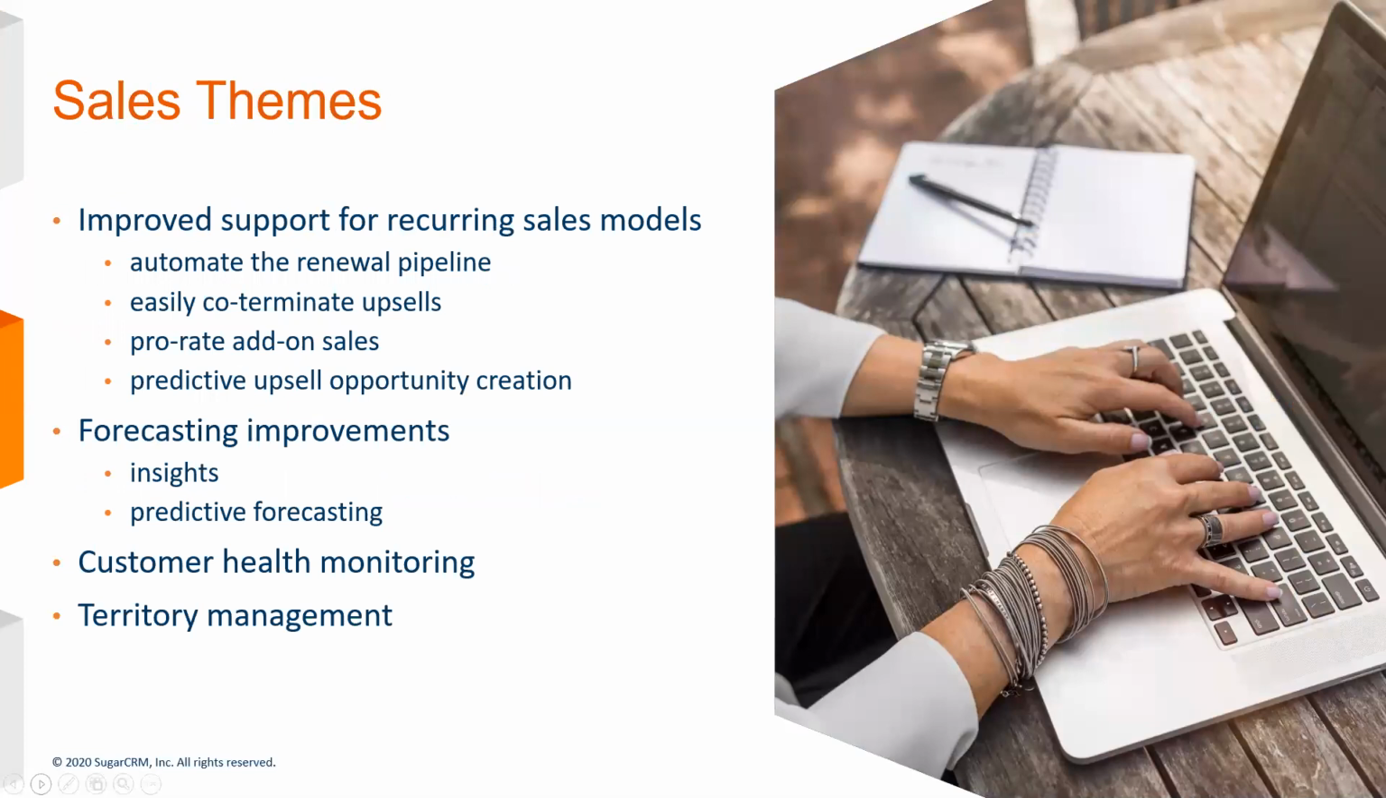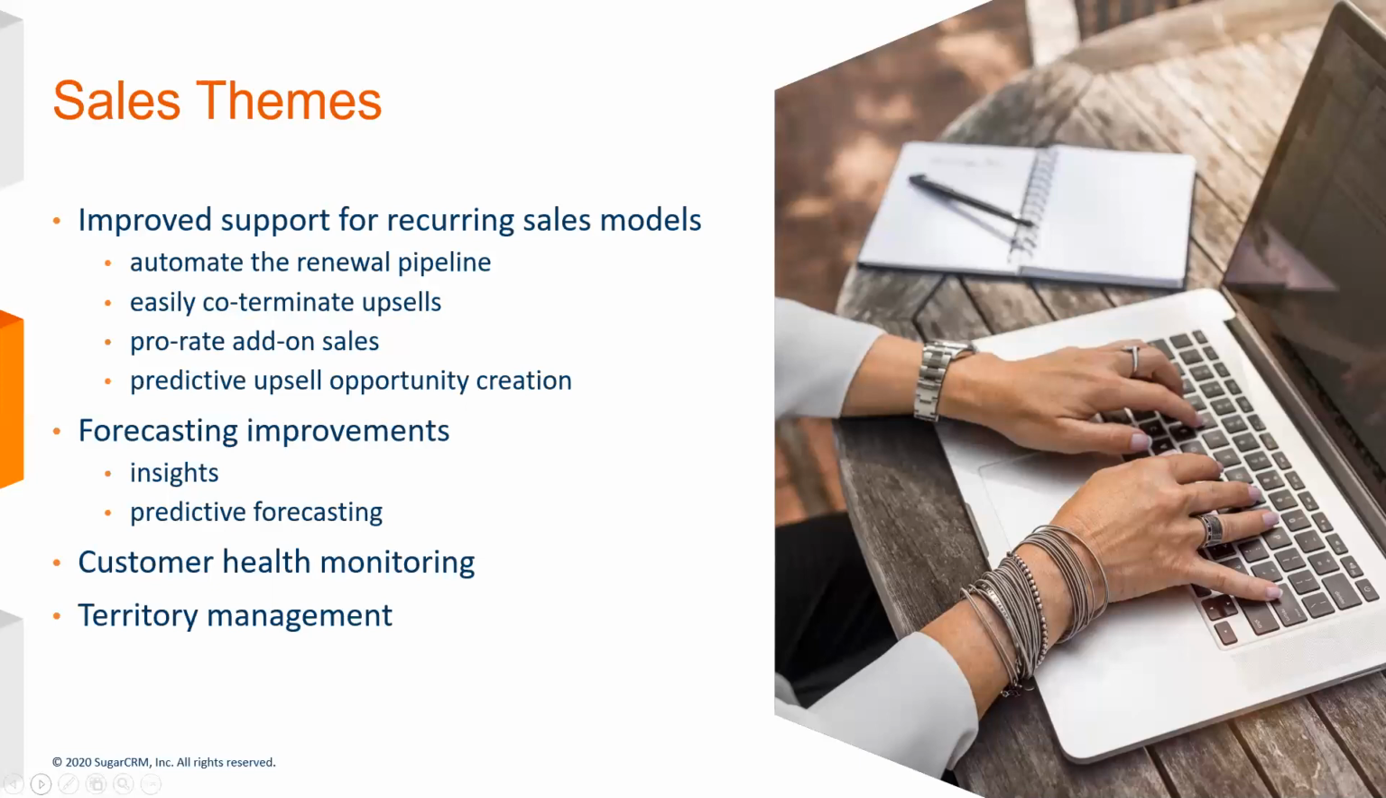All right, sales teams. These are things that will make it into SugarCell. Probably many of them will make it into Sugar Enterprise and Pro as well. One is to keep improving the support for the recurring sales model, that subscription-based model I talked about. We want to add more and more automation to the renewal pipeline. One thing that's great about recurring sales is that there's a level of predictability on these renewal sales that you can take advantage of in the CRM to automate a lot of different things.